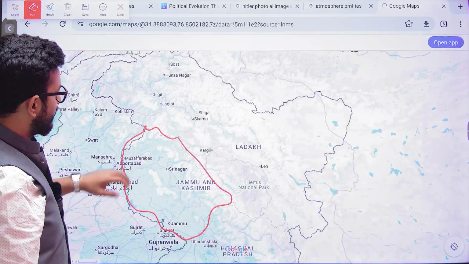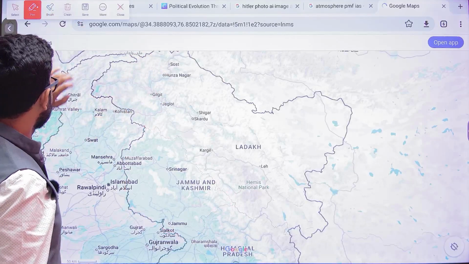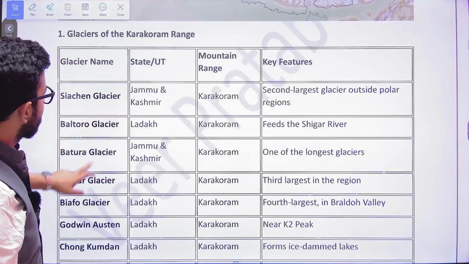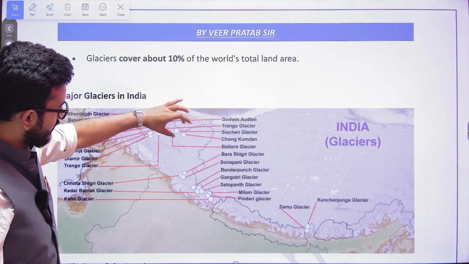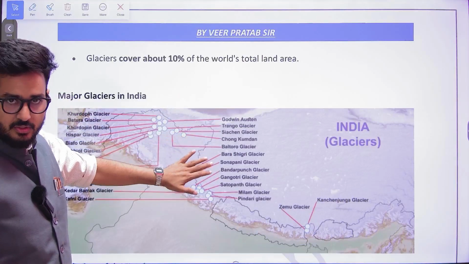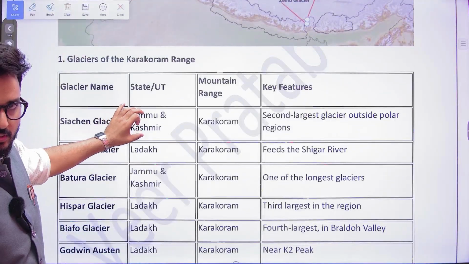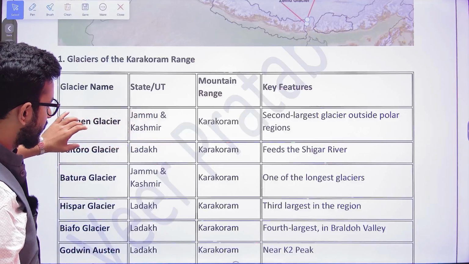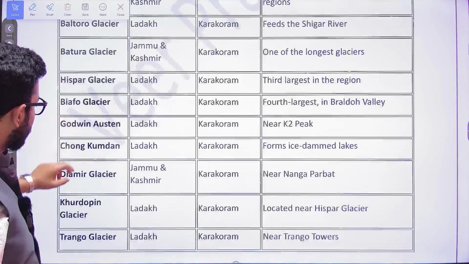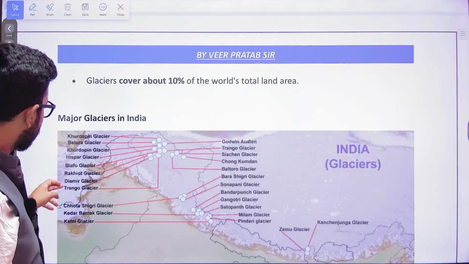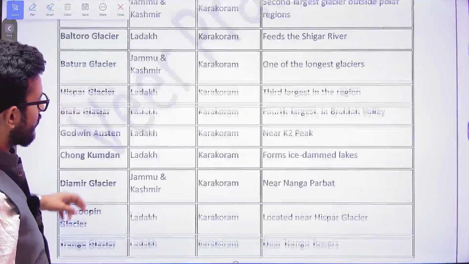When we are talking about the glaciers, as you can see, the majority are in the upper part, in the Ladakh area. Where there is Himachal Pradesh and Uttarakhand, you leave that as it is. But wherever there is mention of Jammu and Kashmir here, after the reorganization it becomes Ladakh. So Siachen is in Ladakh, Batura is in Ladakh, and the Diamir glacier is also in the Ladakh area.